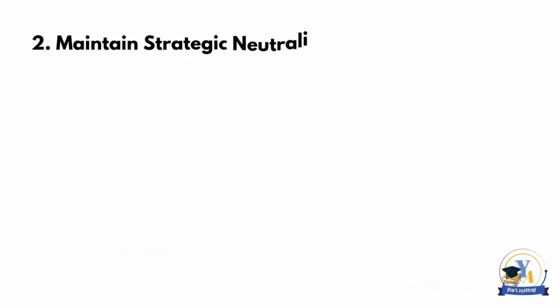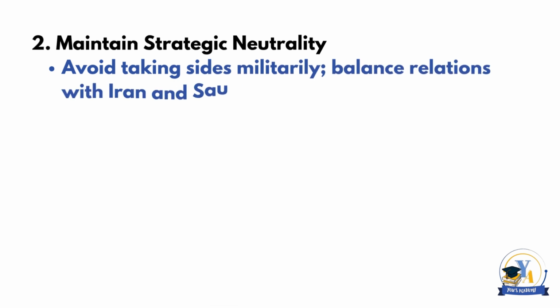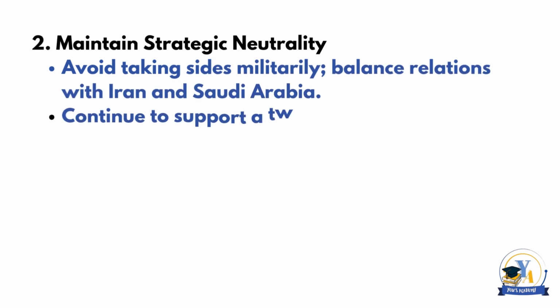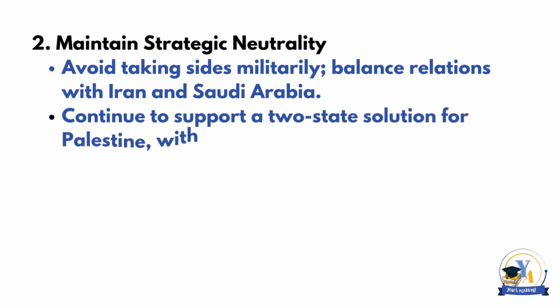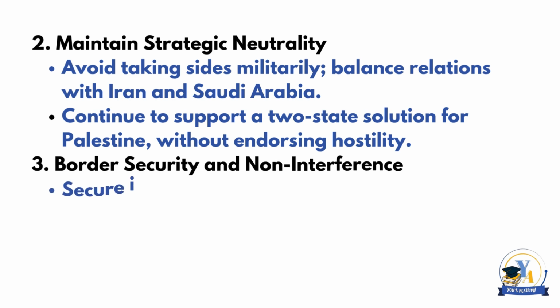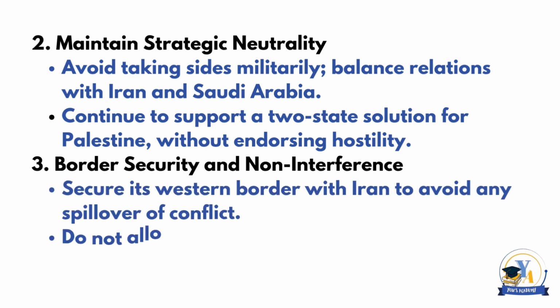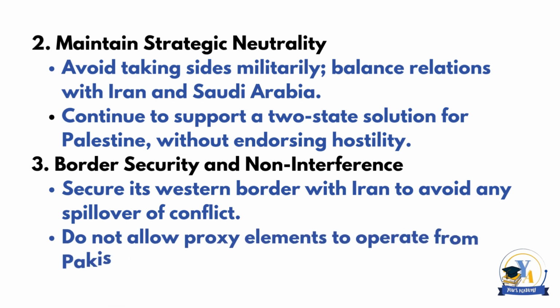2. Maintain strategic neutrality. Avoid taking sides militarily, and balance relations with Iran and Saudi Arabia. Continue to support a two-state solution for Palestine, without endorsing hostility. 3. Border security and non-interference. Secure its western border with Iran to avoid any spillover of conflict. Do not allow proxy elements to operate from Pakistani soil.